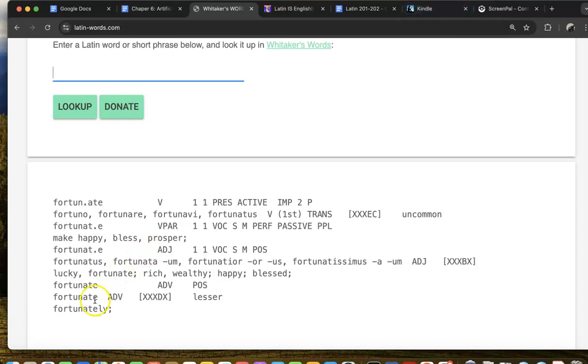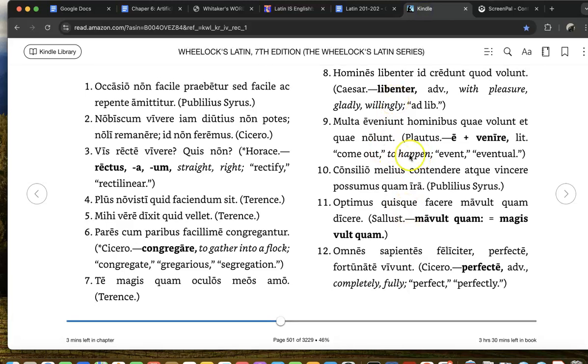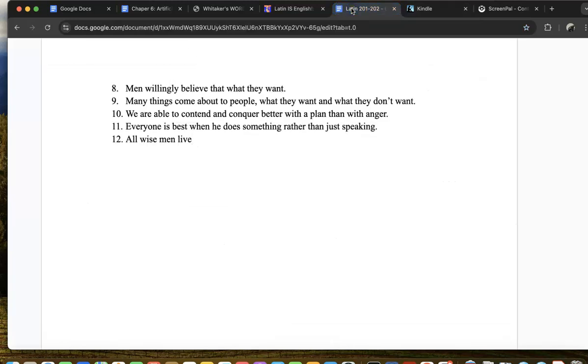The ancients didn't have a clinical diagnosis of depression, but clearly they were human beings. And so life isn't always fair. Life isn't fortunate. And Stoicism was the Roman way, philosophically speaking, of overcoming and coping with life's adversities. So that's the sense of it. And so let's go ahead and write that down. So all wise men live happily, completely, and fortunately.